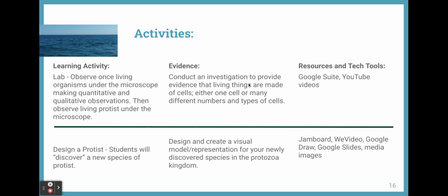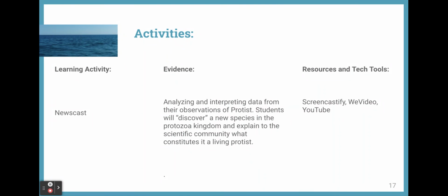Once we have the evidence and the data, students will then design a protist of their own within the criteria of the 6 characteristics of living things. They'll design and create their own visual model and representation. And then lastly, to redefine the entire unit and activities, they're going to create a newscast, either using Screencastify, WeVideo, or YouTube, where they're going to analyze and interpret the data, and they're going to explain to the scientific community how their species is living and what constitutes it as a living protist.